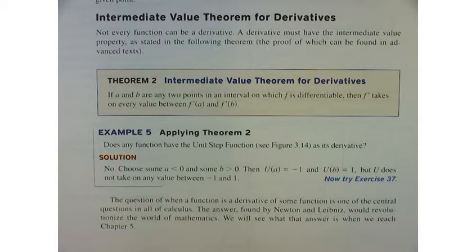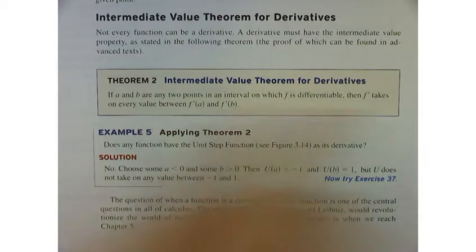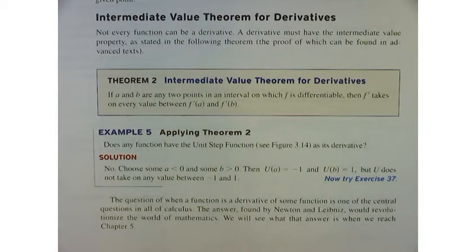So if the original function is differentiable, that means we can calculate a derivative from A to B and every point in between, then we should be able to define the derivative at that value. It's kind of common sense, but the formality of it can be confusing sometimes. So for example number 5, it says, does any function have the unit step function as a derivative? And the answer is no.